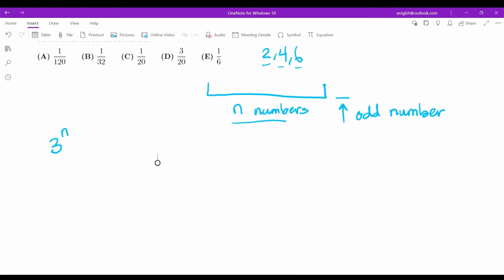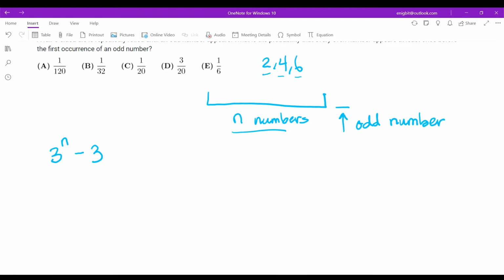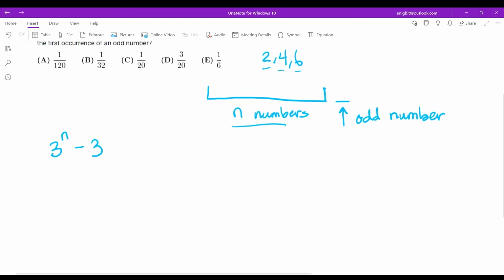So first, of these 3 to the n, we subtract the possibility of all the n numbers being 2, all the n numbers being 4, and all the n numbers being 6. So let's subtract 3. Next, we want to subtract the possibility that the n numbers contain exactly 2 distinct numbers: 2 and 4, 2 and 6, or 4 and 6. Of these 3 even numbers, 2, 4, and 6, we choose 2 of them to appear in the n numbers. And when we choose 2 of them, for each of the n numbers, there are 2 to the n ways to assign each of the n numbers 2 or 4, for example.